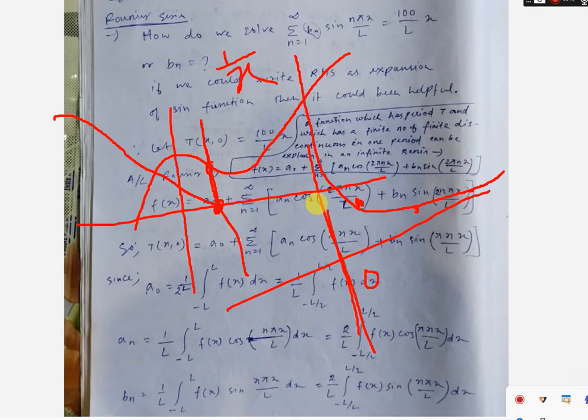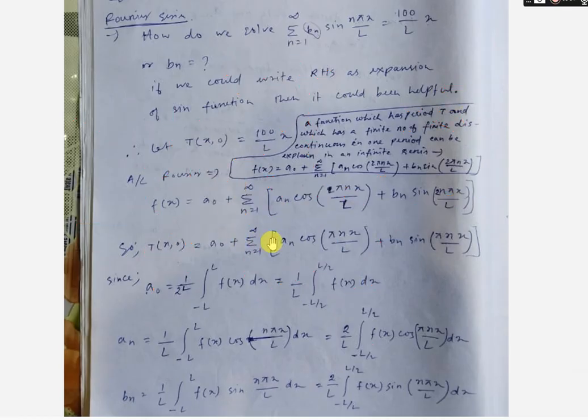So this is infinite discontinuity, but this is finite discontinuity. This is finite discontinuity. But this is infinite discontinuity. We are talking about the finite discontinuity here.